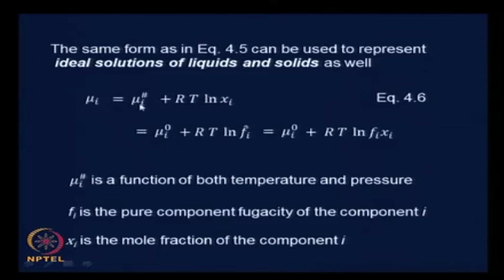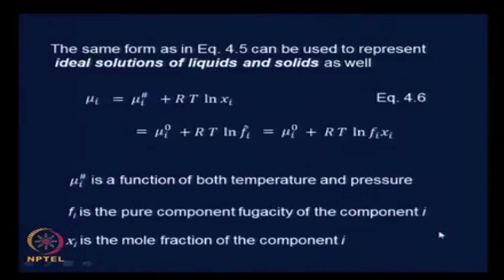Note this form, mu i equals mu i hash plus RT ln xi. Earlier we had mu i equals mu i hash plus RT ln yi, and here we have mu i equals mu i hash plus RT ln xi, and therefore we have essentially covered gases, liquids and solids. So pretty much we have a comprehensive way of representing things for all the systems that we would be interested in.